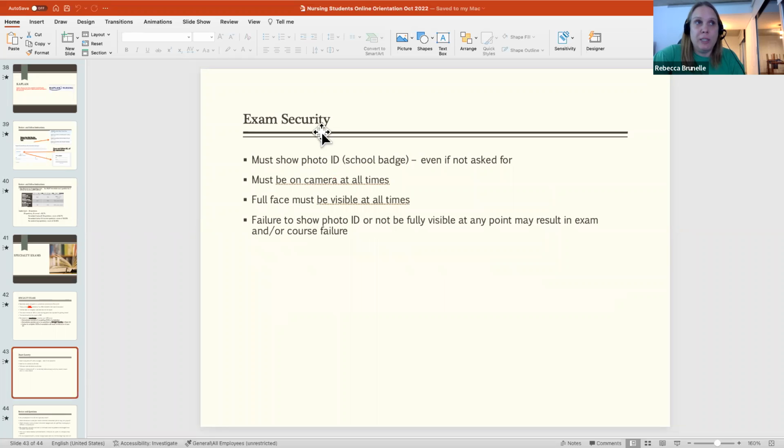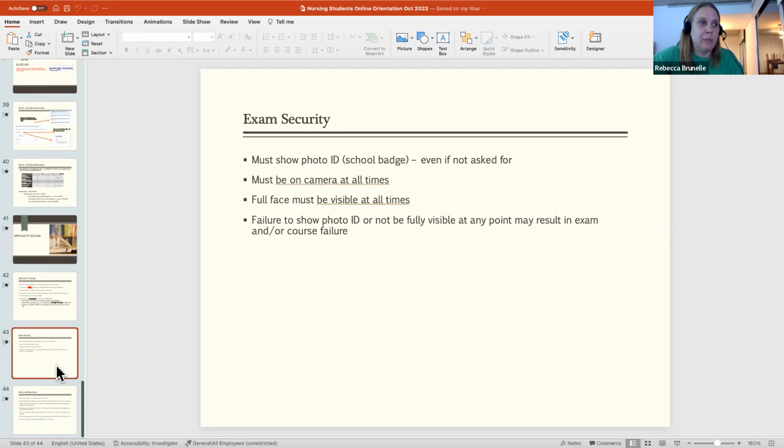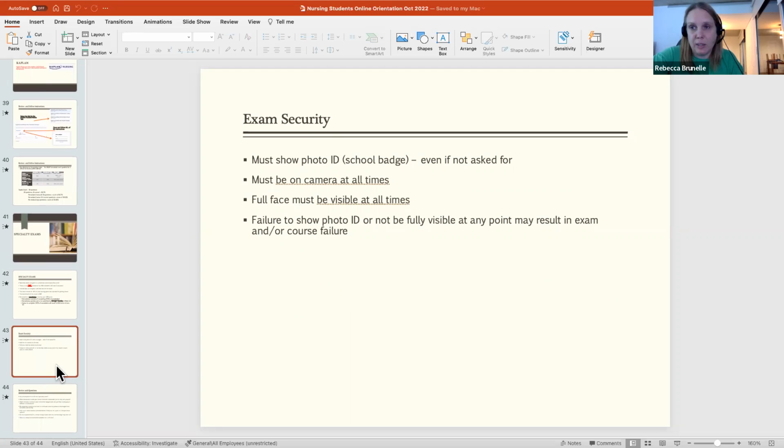And there will always be security. You're always going to have to show your ID. You're going to have to be on camera at all times. You're going to have your face visible. Does anyone have any questions about taking the HESI?